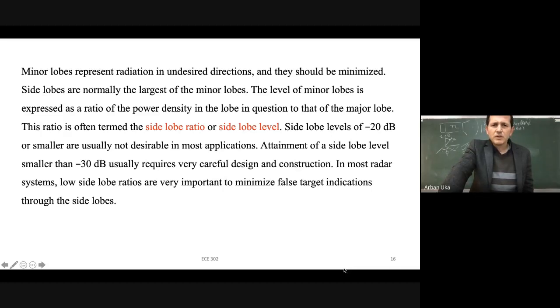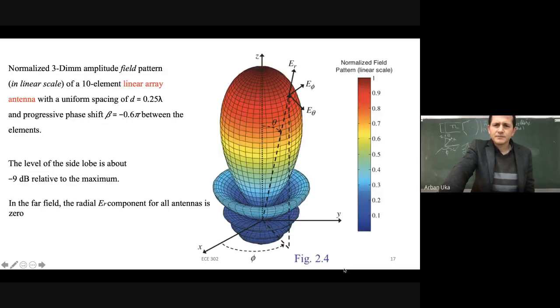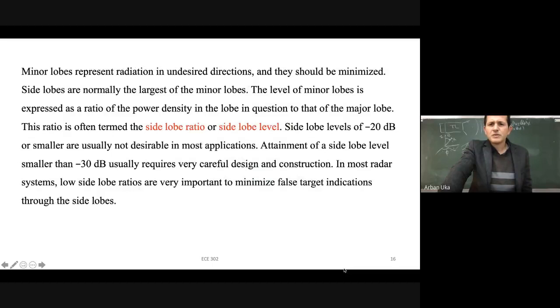Now, minor lobes, I think we talked about this one. The level of minor lobes is expressed as a ratio of the power density in the lobe in question with respect to the major lobe. Side lobe levels of 20 decibels or smaller are not desirable in most applications. Now we want to have side lobes smaller than 30 decibels. We're going to discuss this later.